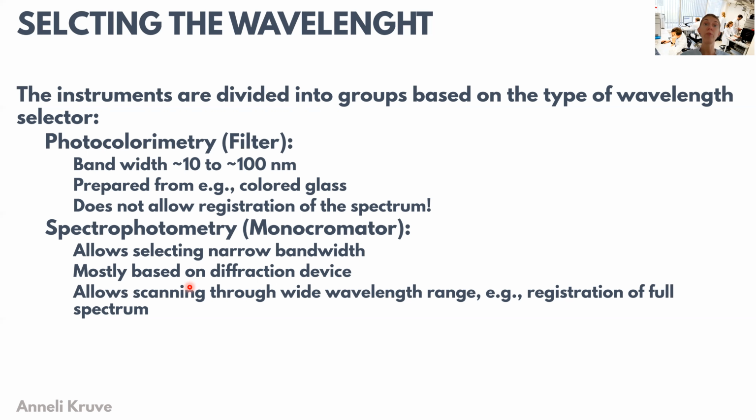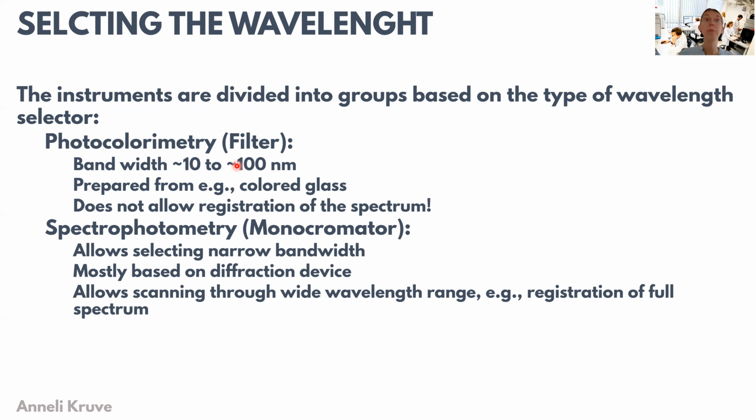Photocolorimetry is a general name for the spectroscopy where we use filters to select the wavelengths at which we are doing measurements, while spectrophotometry is the case where we use a monochromator, and we do not just do measurements at one wavelength, but we usually scan through a range of wavelengths so we can get the spectrum information.